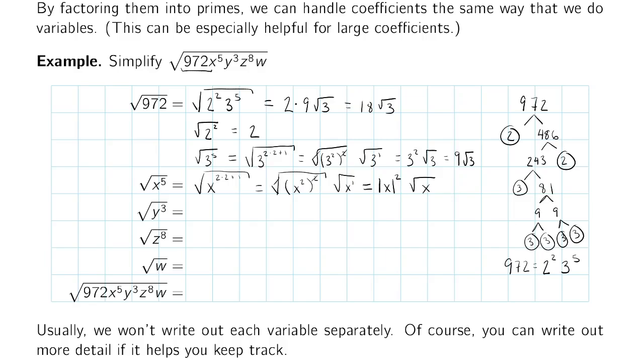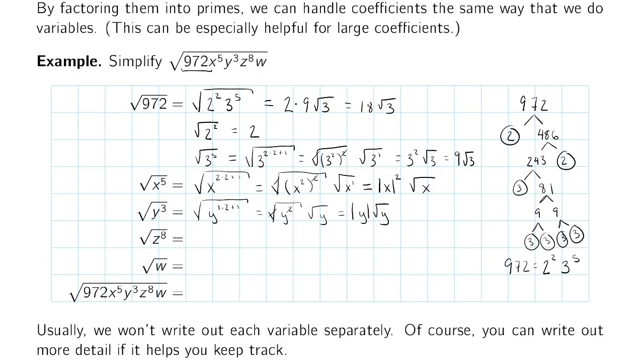Notice we didn't need to take the absolute value of 9 because we know what number 9 is. We know that 9 is a positive number, so that's not a problem for us. Square root of y to the third? Well, 3 is 1 times 2 plus 1. So this is the square root of y squared times the square root of y. Square root and the square cancel, but we need an absolute value.